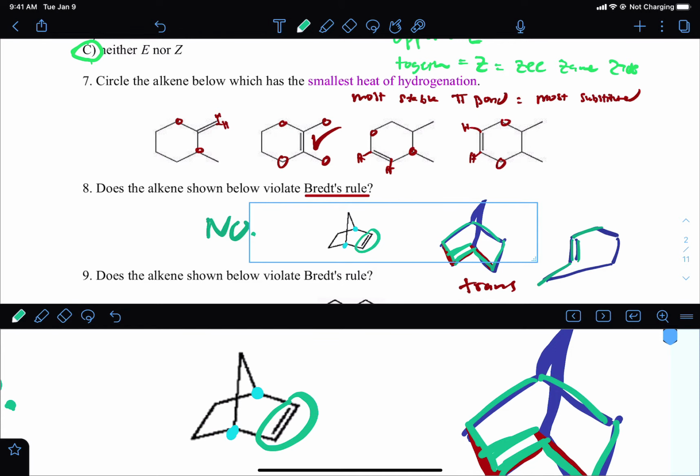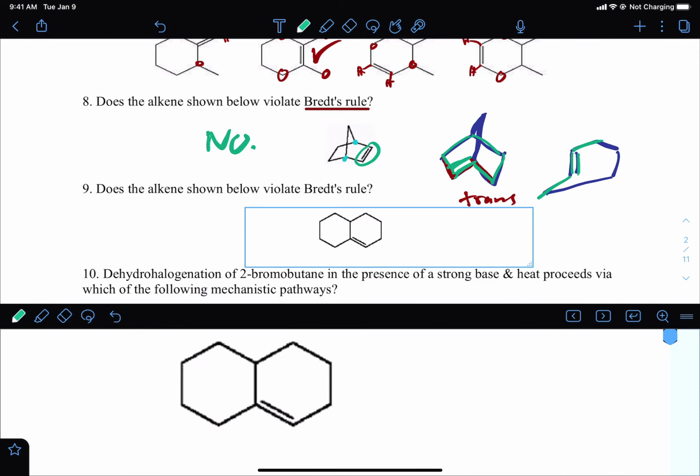The next question, though, a little bit more tricky. And there's 2 ways you can look at this. First of all, this is not a bridged bicyclic molecule. There's no bridge. It is bicyclic, but it's not bridged. Okay.